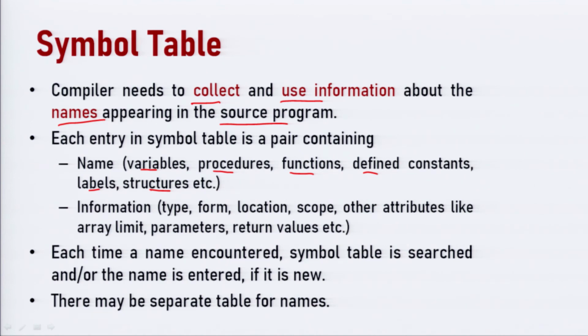So, each entry in symbol table is defined using a pair, and this pair consists of two fields, name and information. Under name, name could be variable, procedures, functions, defined constants, labels or structures, and in information we store certain attributes related to names appearing in program. In information it could be type, meaning the variable is integer type, real type, string type. Next is the form, that variable is simple variable or structured variable. Then the location in the memory of the variable.